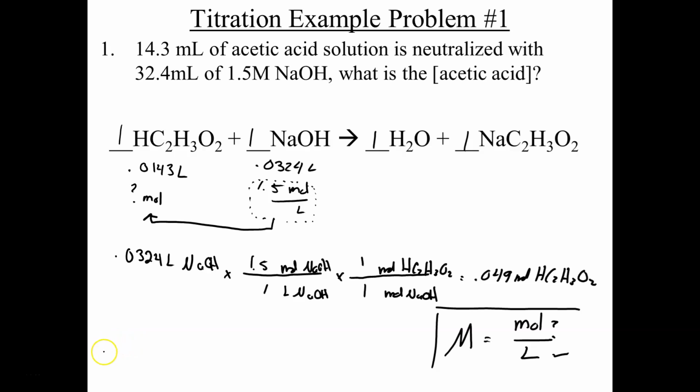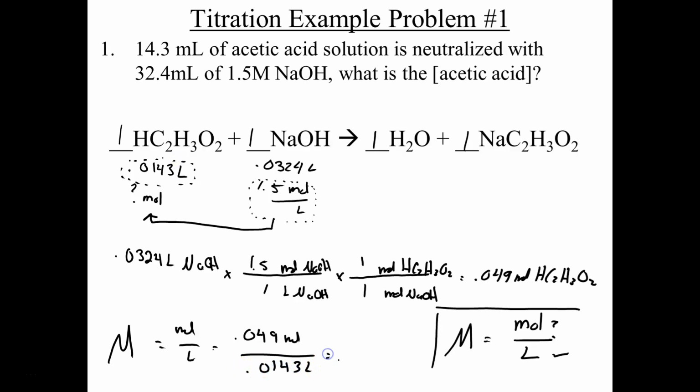So let's find my molarity. Molarity equals moles per liter. That's going to be 0.049 moles over my liters up here for my acid, right? So I want to make sure it matches up here.